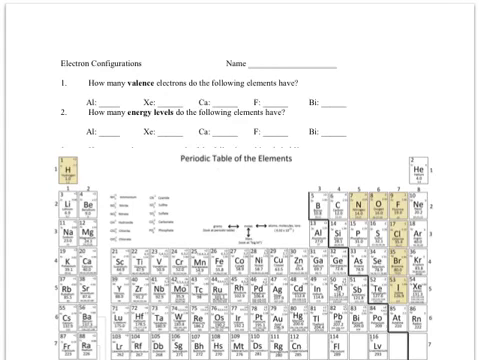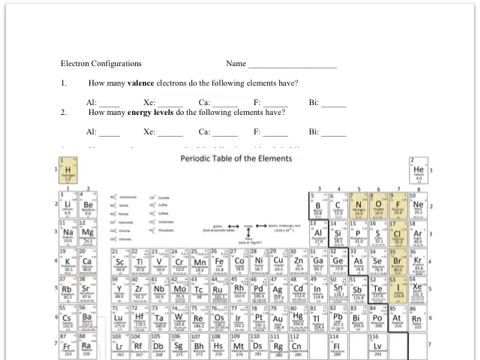All right, so the first question is, how many valence electrons? Now remember, valence electrons are the electrons on the outside of an atom. And on your super awesome periodic table that I gave you, it is these numbers here at the top of the columns. All of the elements in column 1 have 1 valence electron.